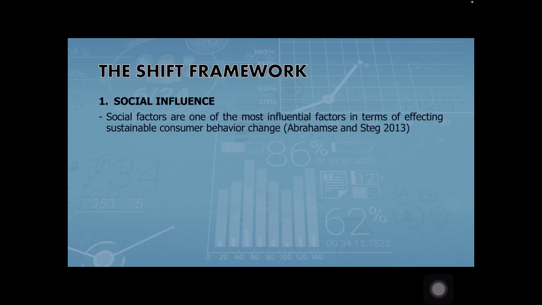The first route to influencing sustainable consumer behaviors is social influence. Consumers are often impacted by the presence, behaviors, and expectations of others. Social factors are one of the most influential factors in terms of affecting sustainable consumer behavior change. Under social influence, there are three different aspects that can shift consumers to be more sustainable.